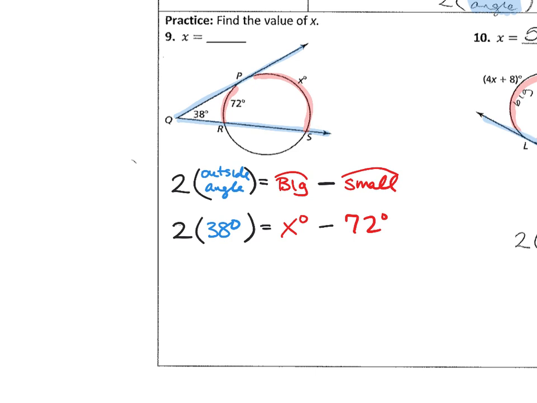We always check if we have to distribute since there's a minus sign. Do I actually need to distribute this negative sign over here? Is there more than one thing after the minus sign in parentheses? No, this is just a number, but it's always good to think that you could potentially have to distribute that negative to subtract both terms. But what I can do here is I can double 38. So we do 38 times 2, which would get us 76 degrees. And we know that 76 degrees is equal to x degrees minus 72 degrees.